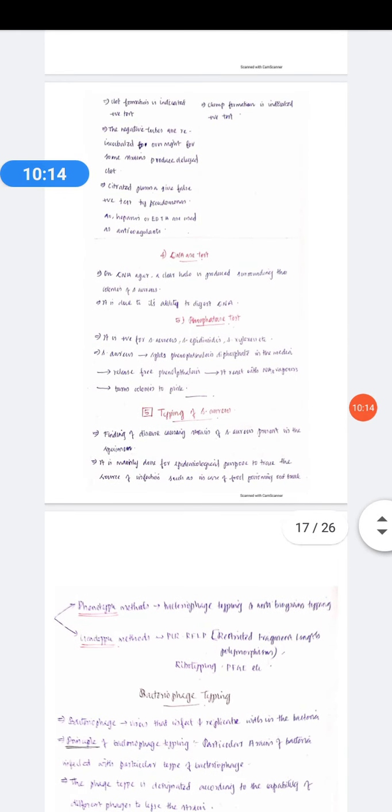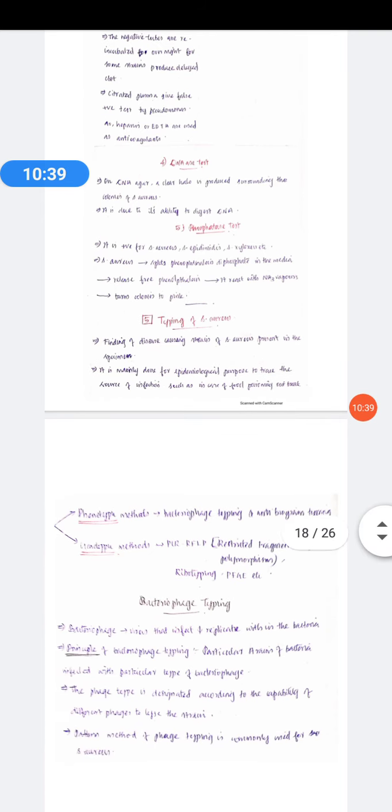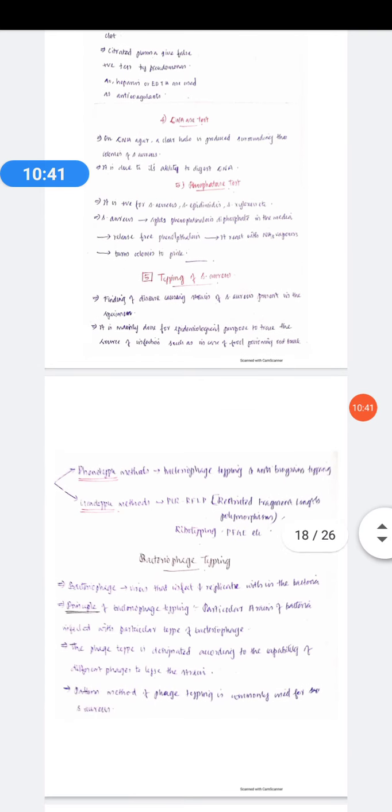Then come to the fourth biochemical test, that is the DNase test. Staph aureus produces DNase enzyme. On DNase agar, a clear halo is produced surrounding the colonies of Staph aureus because the DNase enzyme digests the DNA and produces a clear halo surrounding the colonies. So that's about the DNase test. It is also unique for Staph aureus.